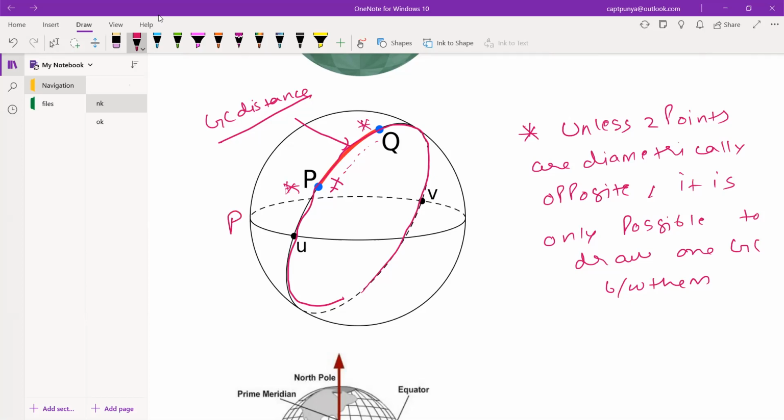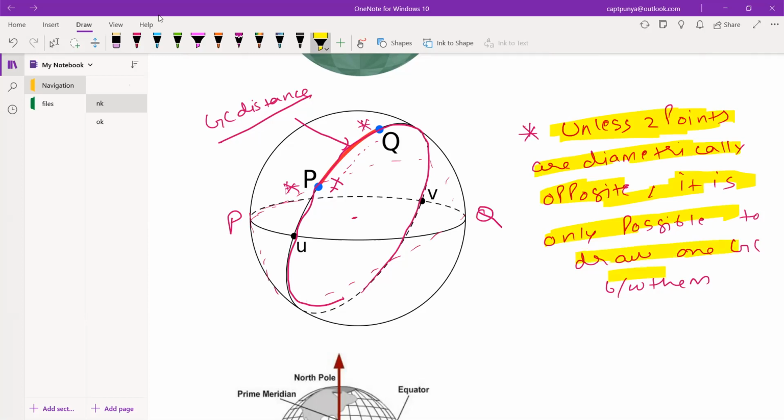But suppose P and Q are diametrically opposite. Suppose here my P is and here my Q is, so I can draw one great circle like this from P to Q, and I can draw many more great circles which pass through P and Q. I can draw it like this. This would be my great circle having the center and the radius of it. So what you need to remember, guys, is that unless two points are diametrically opposite to each other, it is only possible to draw one GC between them.